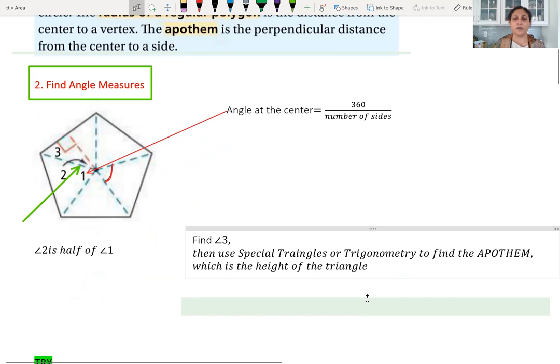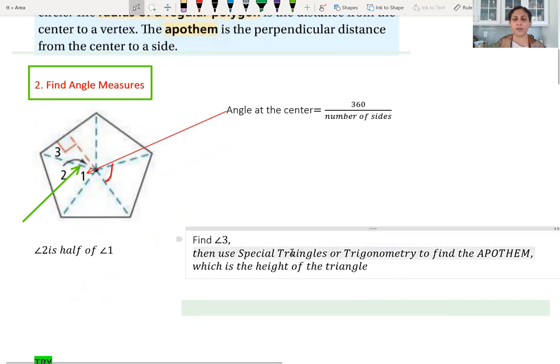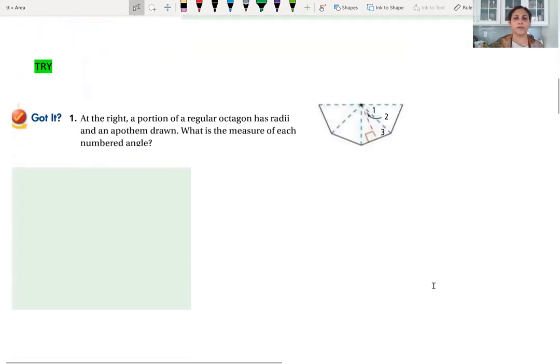So once you know angle 1, which is at the center, then you halve it and you get angle 2. And then you may have to use special triangles. Oops, I see a spelling mistake. You can use special triangles or trigonometry to find the apothem, which is the height of the smaller triangle. So we're going to try a few.